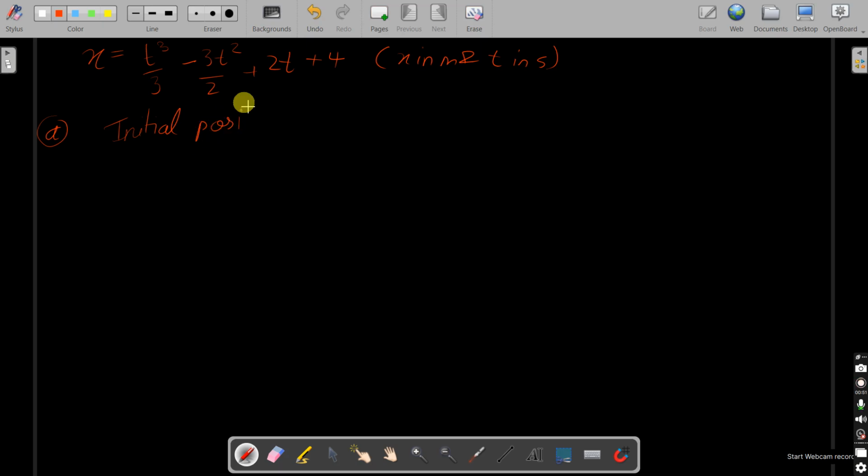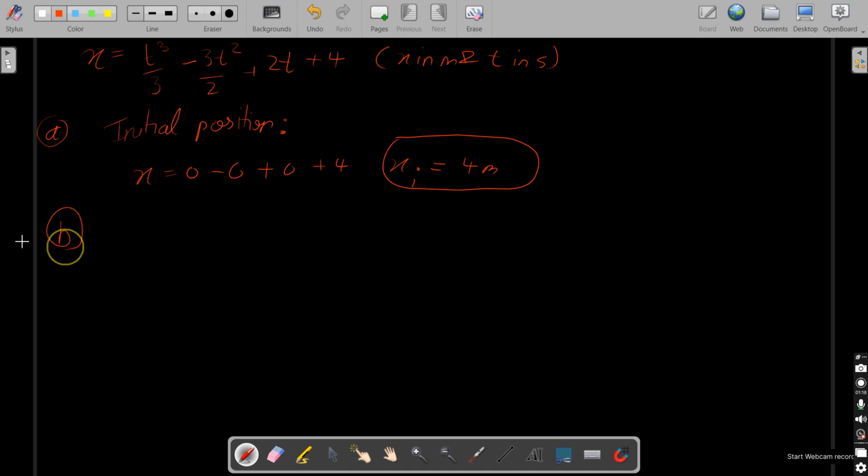Initial position. So for the initial position we have to substitute t is equal to 0, because that will be its initial position. So x is equal to 0 plus 0 cube is 0, minus 0, plus 0, plus 4. So the initial position comes out to be 4 meters. And the next question, the B sub question, is we have to find its velocity and acceleration.